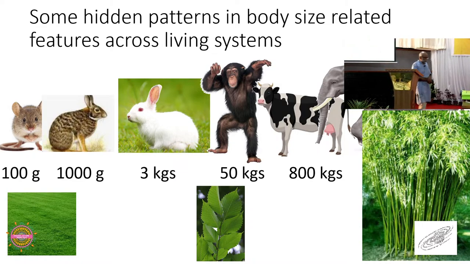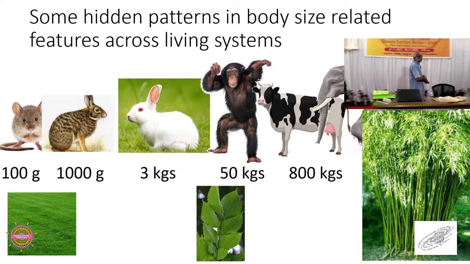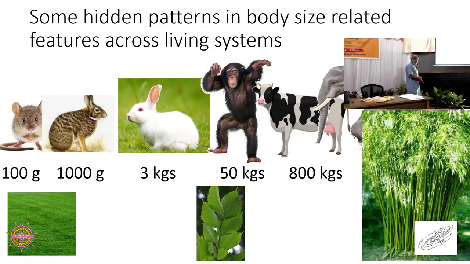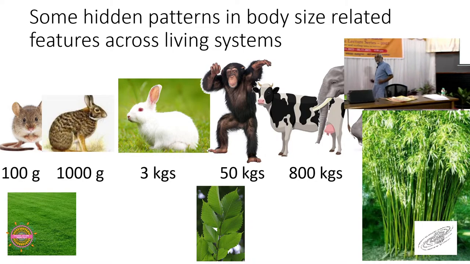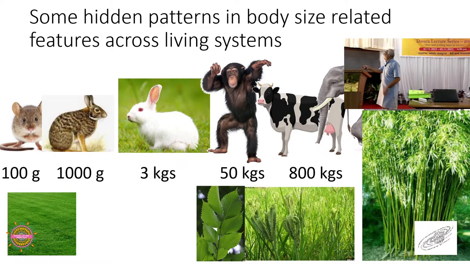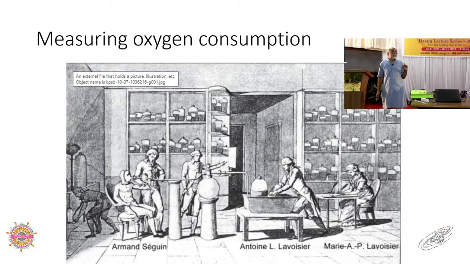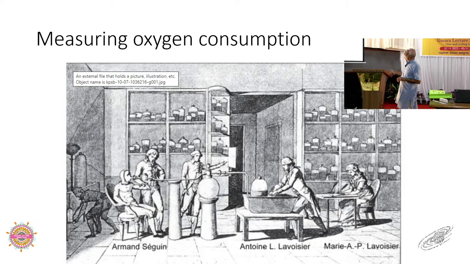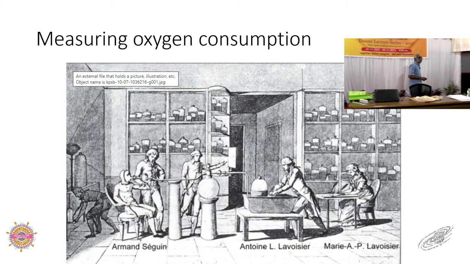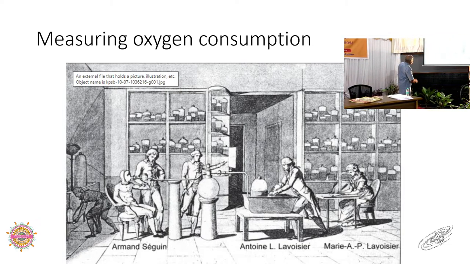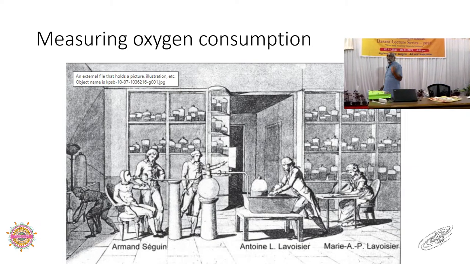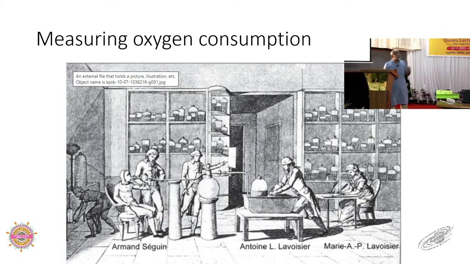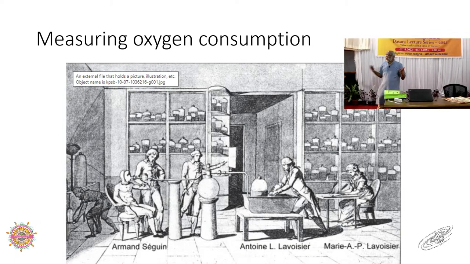Let me first of all go to that. Now this is a historical diagram where Antoine Lavoisier measured the amount of air we consume, which is actually related to the oxygen. An interesting thing about this diagram, or the art, is that the one sitting behind Lavoisier is his wife. He took the help of his wife and another person called Armand Seguin and measured how much oxygen we respire in a day or in an hour. That actually gives the amount of energy we consume in a day or in an hour.